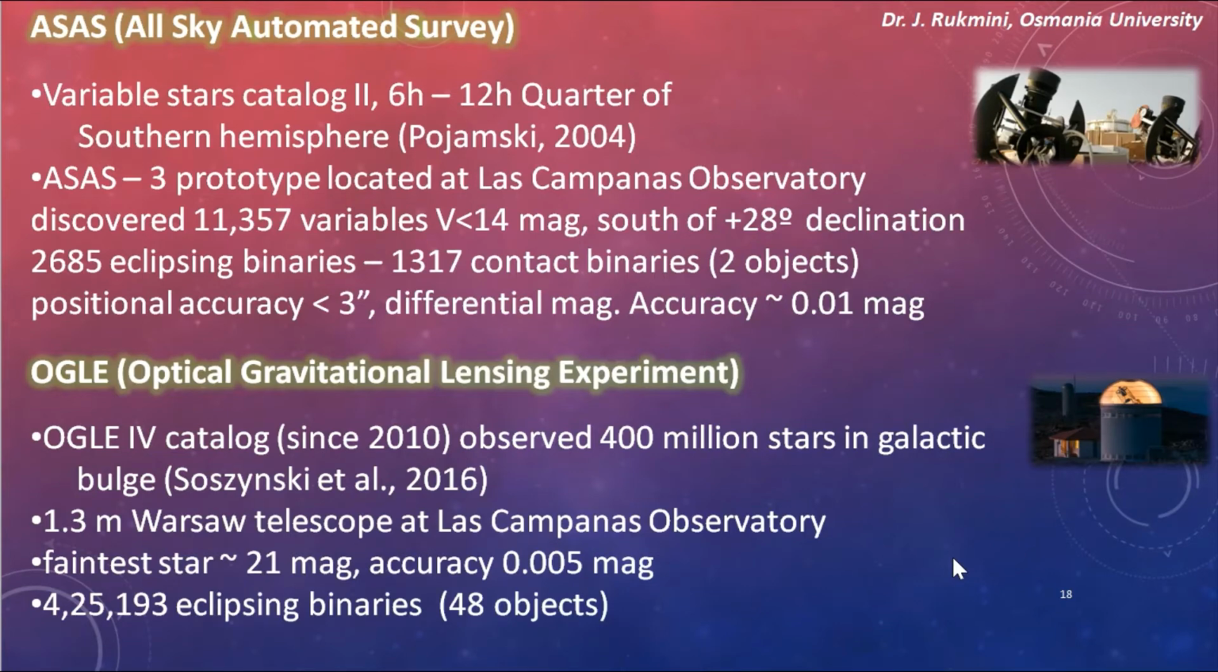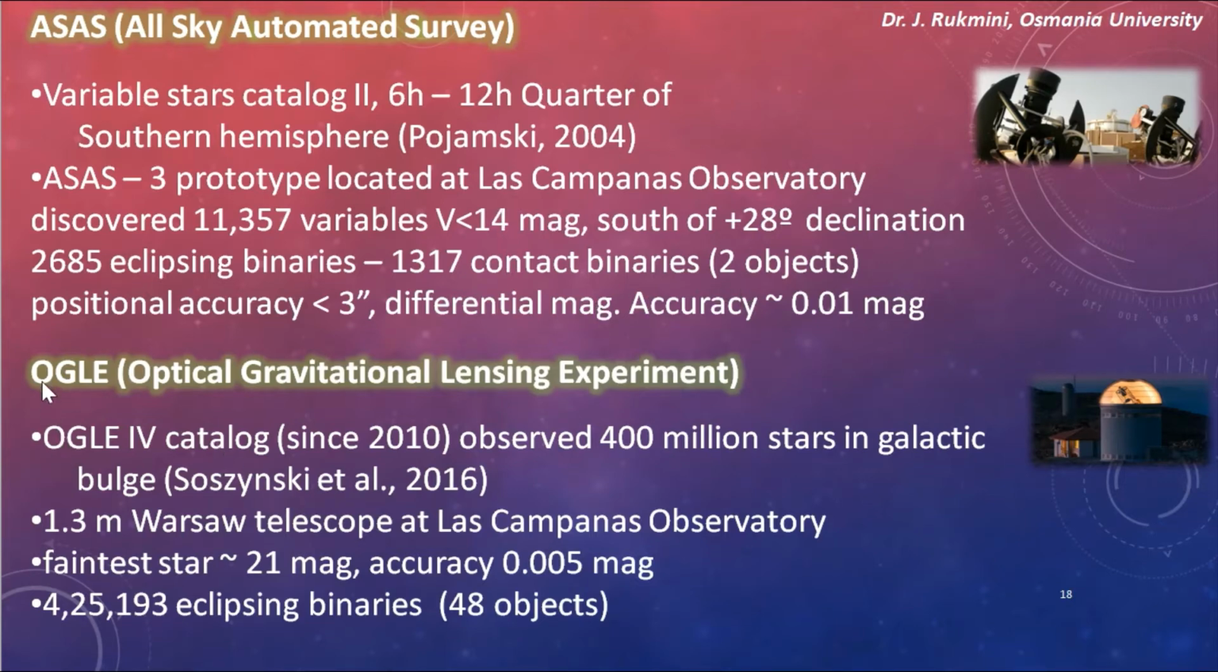The first one is ASAS, which stands for All Sky Automated Survey, and it was observed around 2004. More than 11,000 stars were observed, and more than 2,000 eclipsing binary stars were found, of which 1,317 were contact binaries. So we had chosen 2 objects from this catalog.